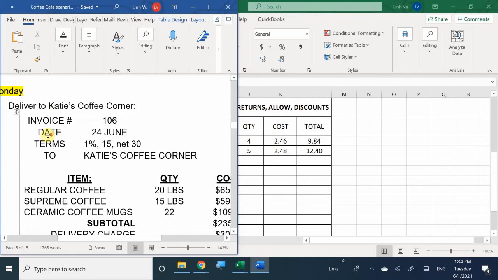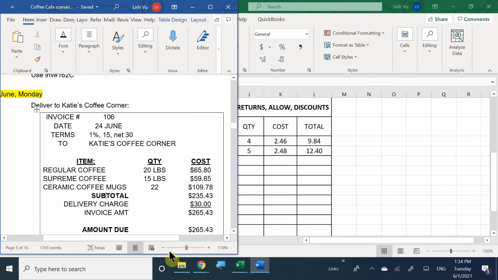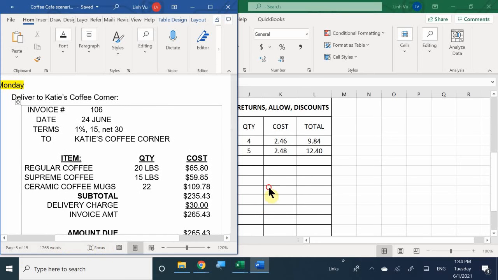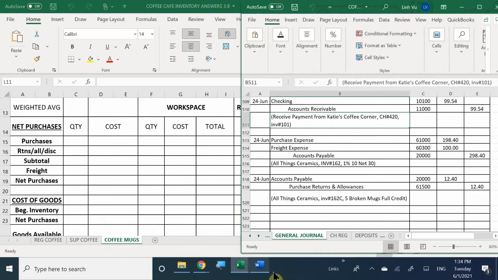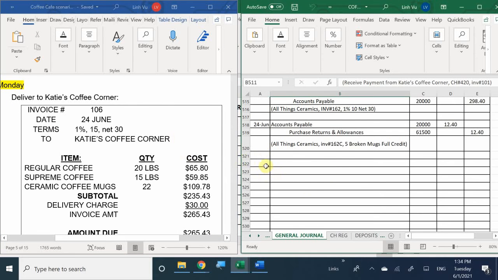So let's go ahead and deliver our coffee to Katie and let's journalize. Let me make it a little bigger. All right, let's go. So what should we do here? Accounts receivable, right? Because this time we're giving her terms. Nowhere does it say that she made a payment or anything to this. So she is going to owe us on account. That account number is 11000.